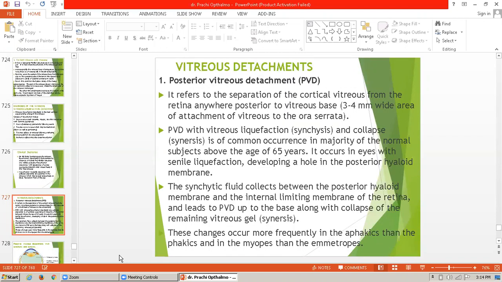Then vitreous detachment. In that, the first one is posterior vitreous detachment, that is PVD. PVD refers to the separation of the cortical vitreous from the retina anywhere posterior to the vitreous base, that is a 3 to 4 mm wide area of attachment of vitreous to the ora serrata.